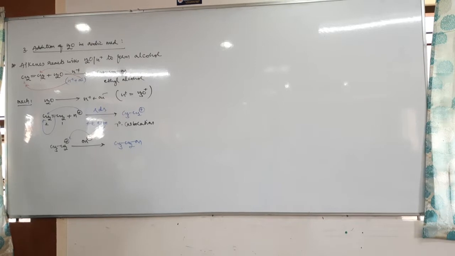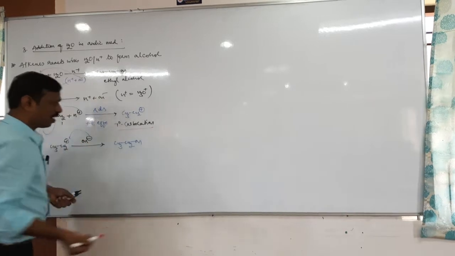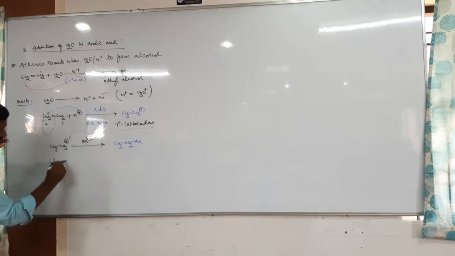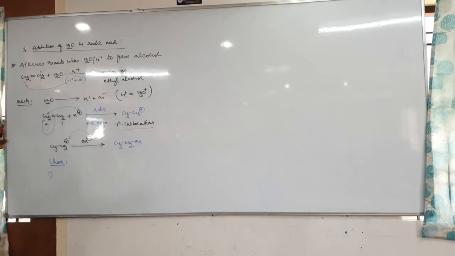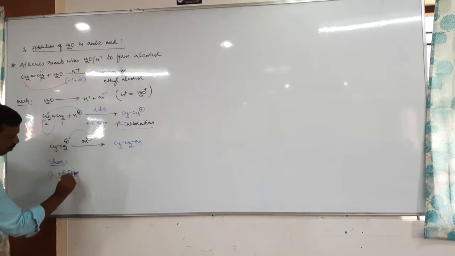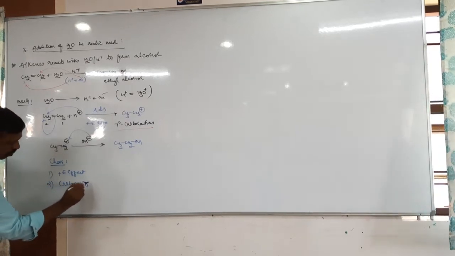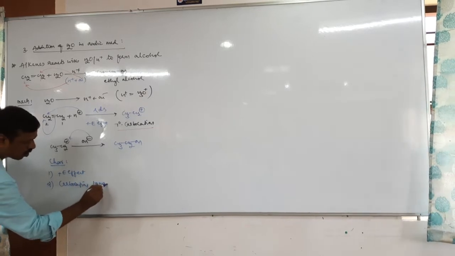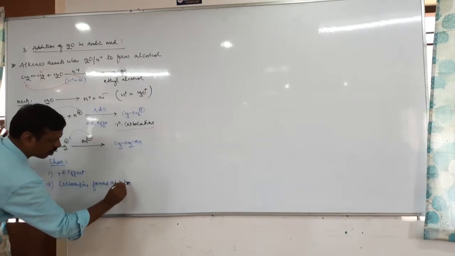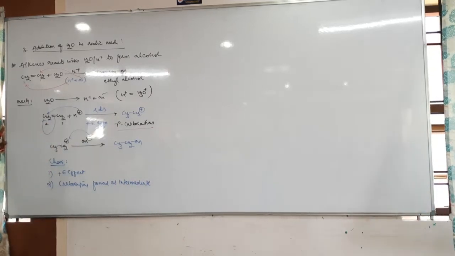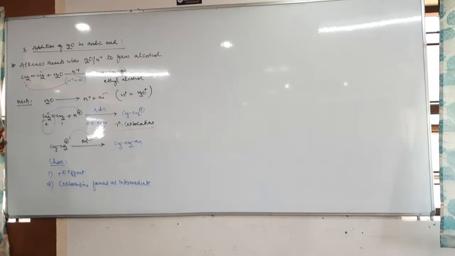Important point: in this electrophilic addition reaction, a carbocation is formed as an intermediate. Write 2-3 important characteristics of this reaction. 1. It has the +E effect. 2. The carbocation is formed as an intermediate. It may, of course, undergo rearrangement.